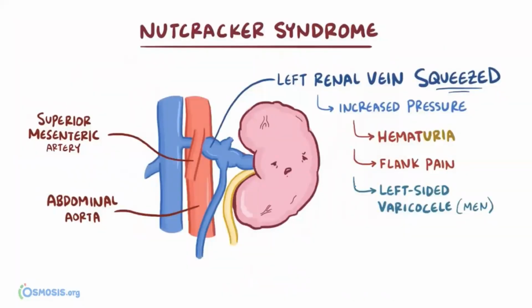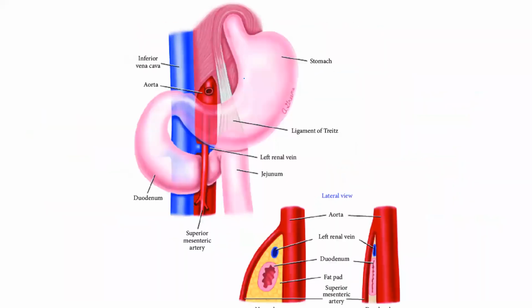So, a few clinical aspects related to the superior mesenteric artery. As I told you, because of its relations, the left renal vein sandwiched between the origin of the superior mesenteric artery and the abdominal aorta can get compressed. Okay, and that can lead to pain in the flank, loin, renal pain, then hematuria. And the left suprarenal vein and the left testicular vein also open into the left renal vein. So that will also cause left-sided varicocele.